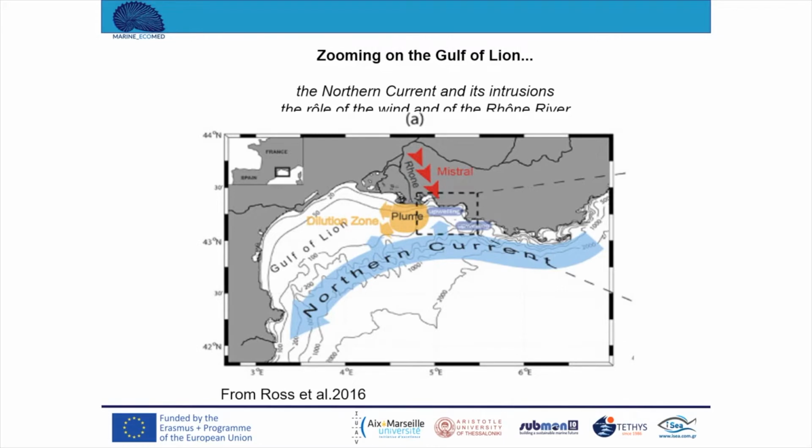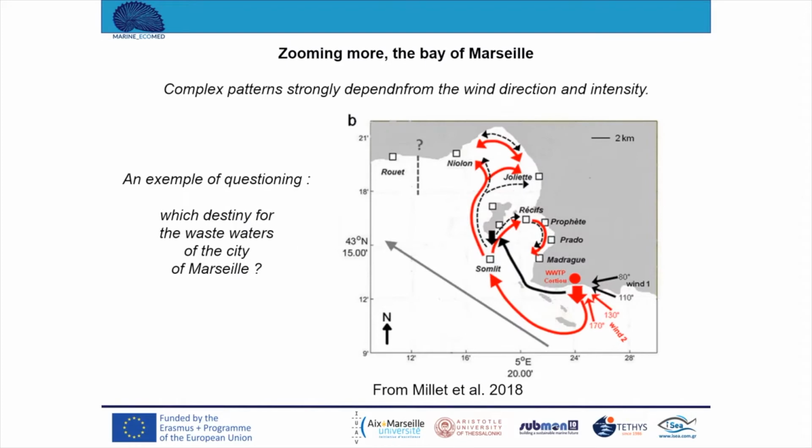If we zoom on the Gulf of Lion, we can see that the northern current can have a big impact on the circulation in the Gulf, and another important role is played by the wind and the presence of the Rhône river waters. If we zoom more and we study the circulation in the Bay of Marseille, we observe very complex patterns strongly dependent on the wind direction and its intensity.